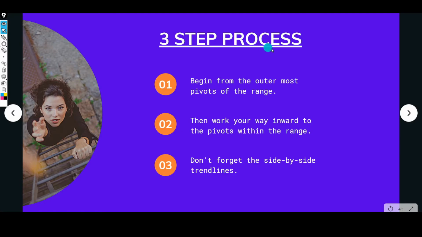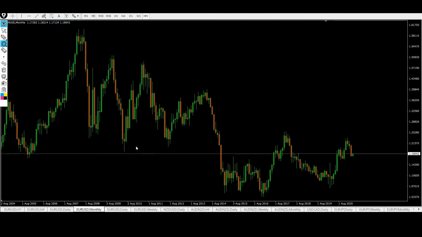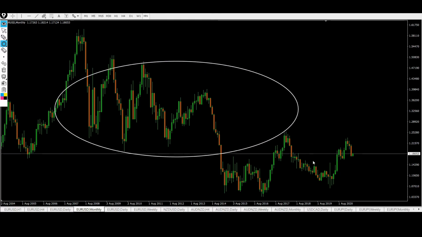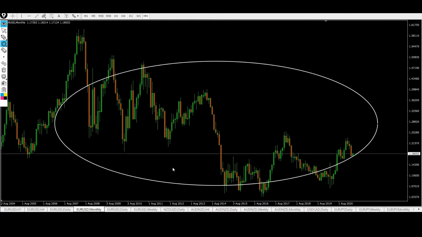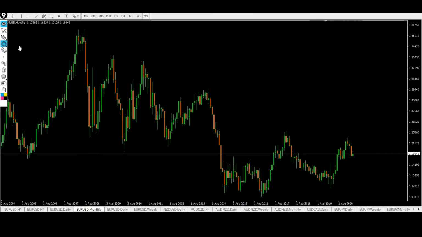Alright, the 3-step process to draw projected trend lines. Here's number 1. Begin from the outermost pivots of the range. If you think about it, this whole chart is actually a big range, right? And the outermost pivots will be up here and down here. The outermost pivots of the range means all the pivots on the outermost side of this huge range. Here and here. So let's go ahead and draw those.